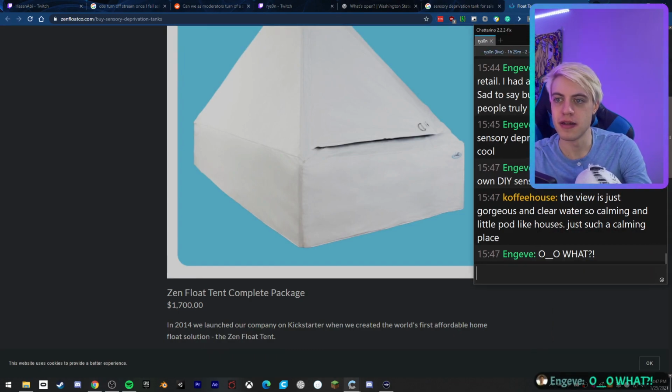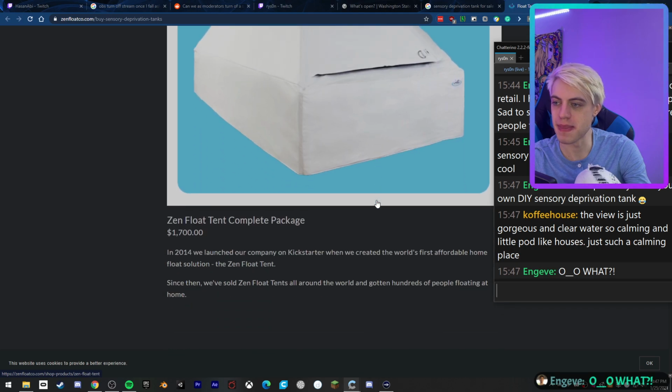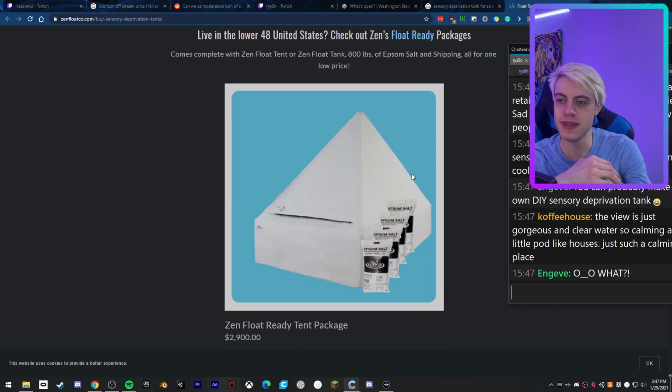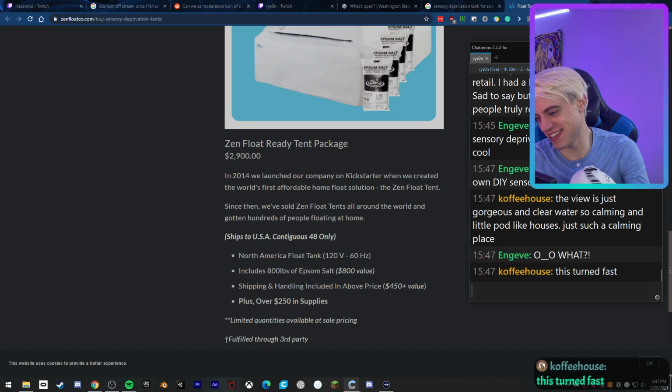Tank starting at $2,200? That's not bad at all. Oh, that's why it's not bad, because it's a tent. Yeah, you just make your own for that much. What? This turned fast. Dude. Yeah. I think I looked into it a little bit because I was wondering why they weren't there.